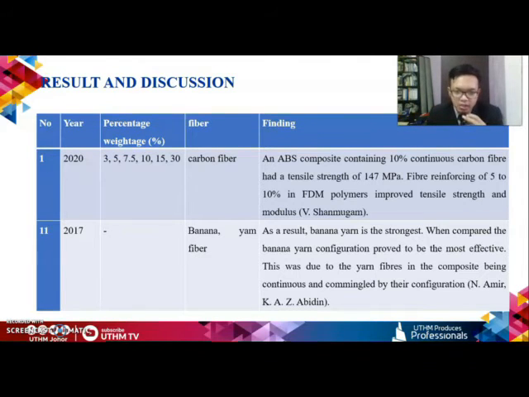Next, the banana and yam fiber. As a result, banana or yarn is the strongest. When compared to banana yarn, the configuration proved to be the most effective. This is due to the yarn fibers in the composite being continuous, and affected by their configuration.